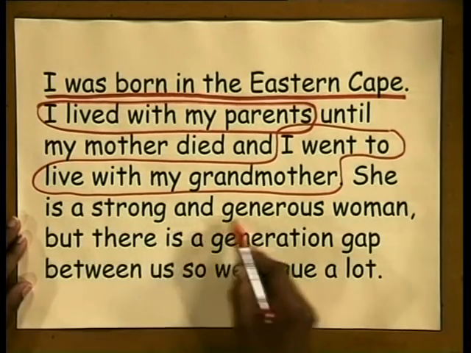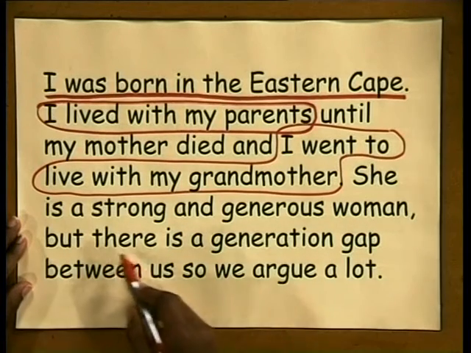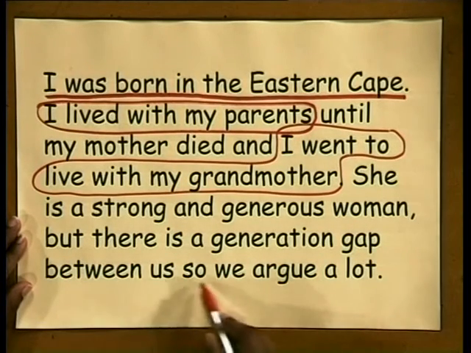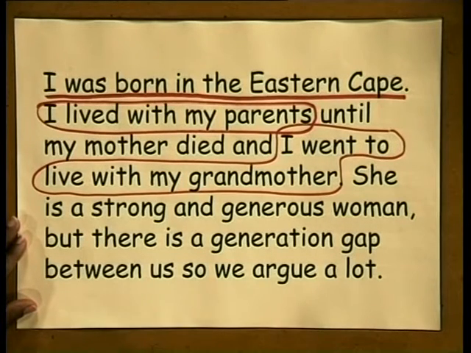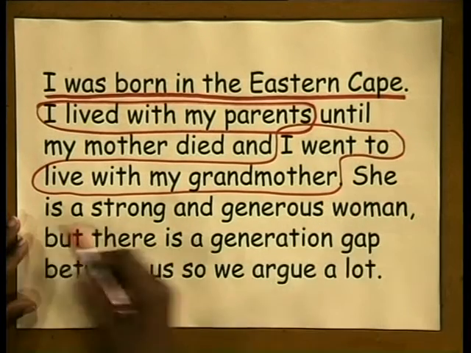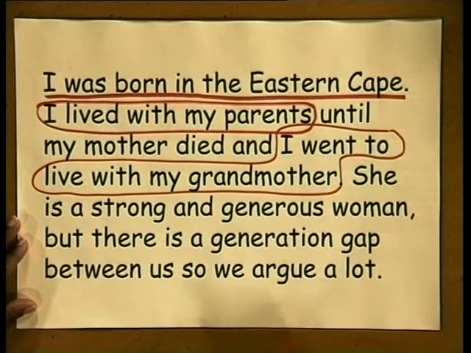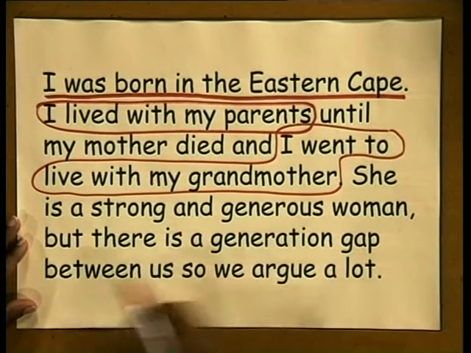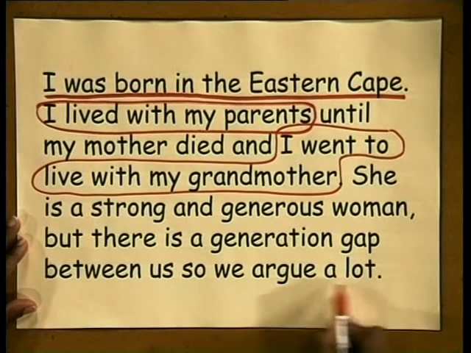She is a strong and generous woman, but there is a generation gap between us, so we argue a lot. Remember to look for the finite verb and the subject. This is also a compound complex sentence. It has two main clauses and a subordinate clause. The main clauses are, she is a strong and generous woman, and there is a generation gap between us. And we also have the subordinate clause, so we argue a lot.